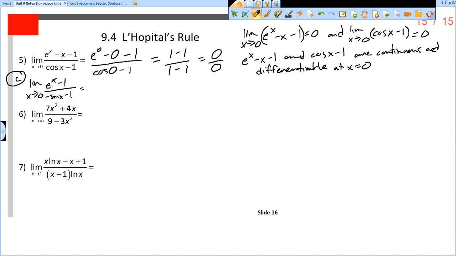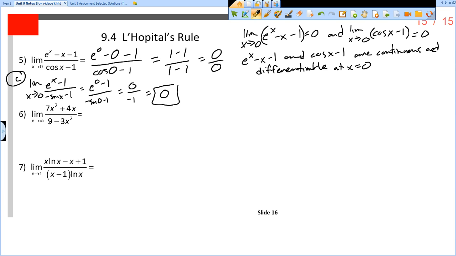Now I'm going to re-evaluate with x equals 0. So e to the 0 minus 1 divided by negative sine of 0 minus 1. e to the 0 is 1, minus 1 is 0, divided by negative sine of 0. Sine of 0 is 0, minus 1. So we get 0 over negative 1, which is 0. So this limit is in fact equal to 0.